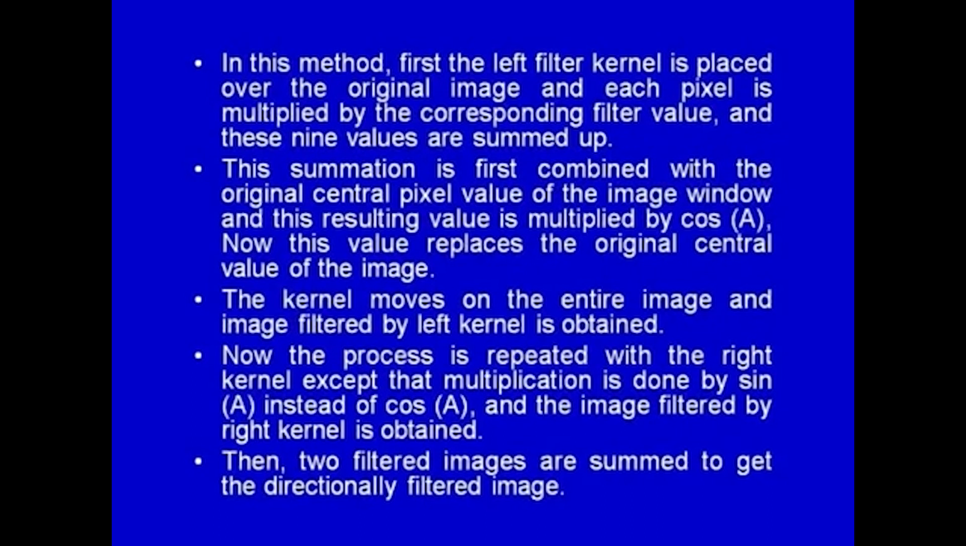The kernel moves over the entire image, and the image filtered by the left kernel is obtained. Now, the process is repeated with the right kernel, except that the multiplication is done by sin A instead of cos A, and the image filtered by the right kernel is obtained. Then the two filtered images are summed to get the directionally filtered image.